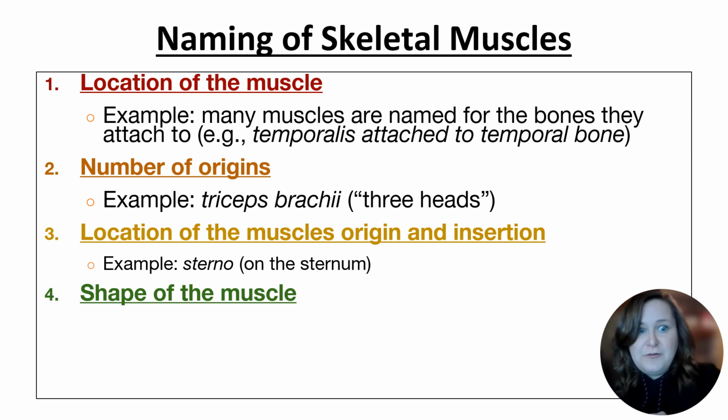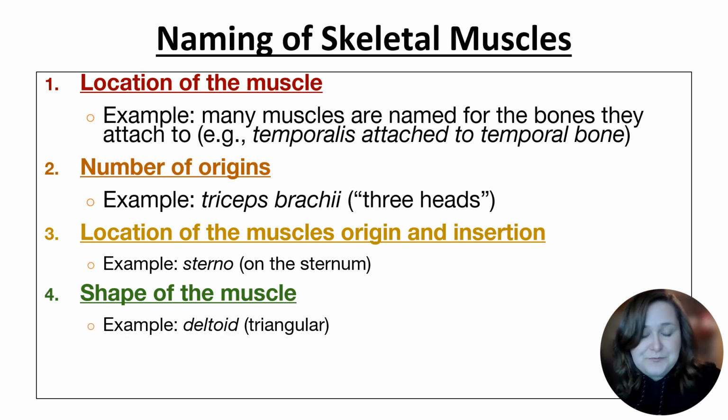The shape of the muscle can be really helpful. There's several different muscle shapes that your book goes over. For instance, the deltoid is called that because it is triangular, right? The trapezius is called that because it is trapezoid shaped. So that is definitely something that can be helpful.